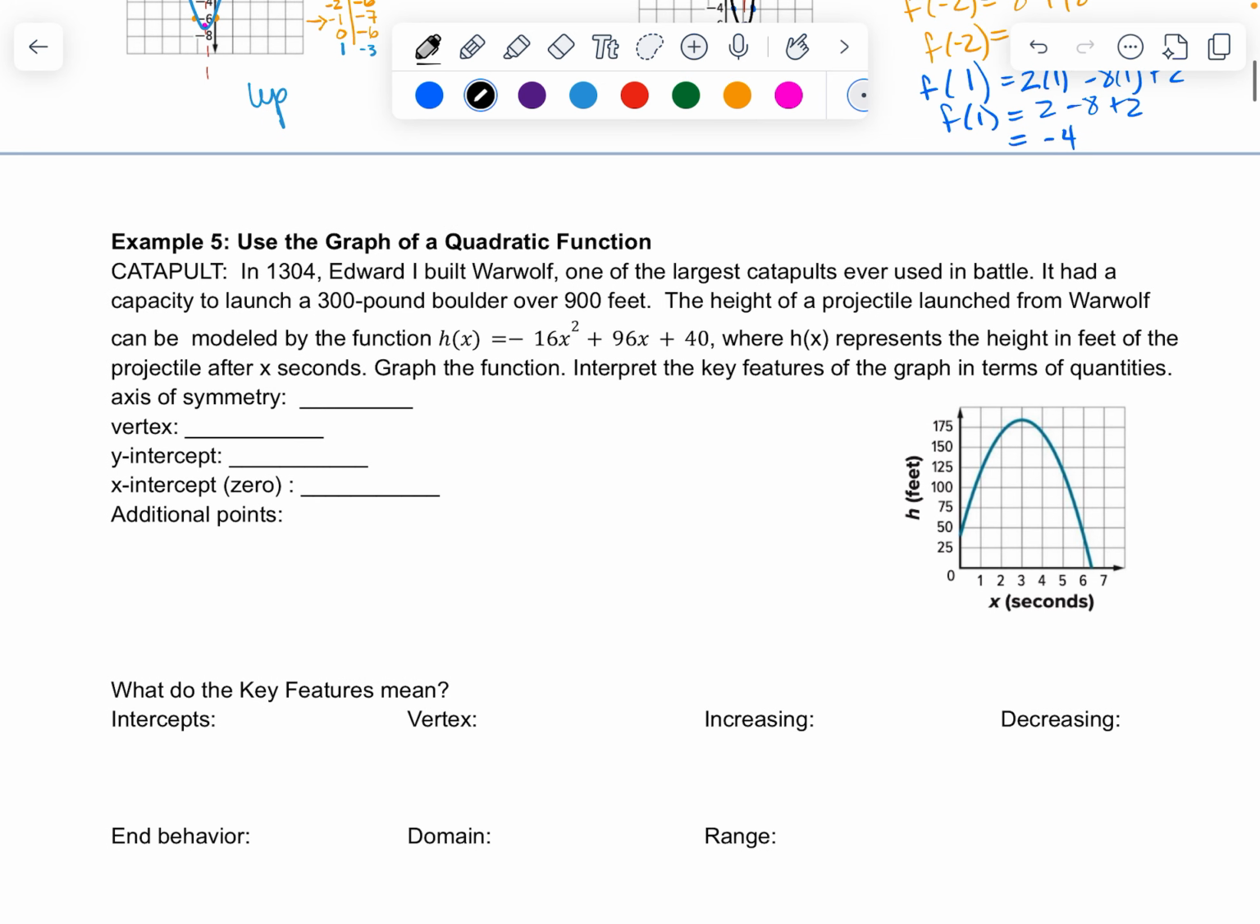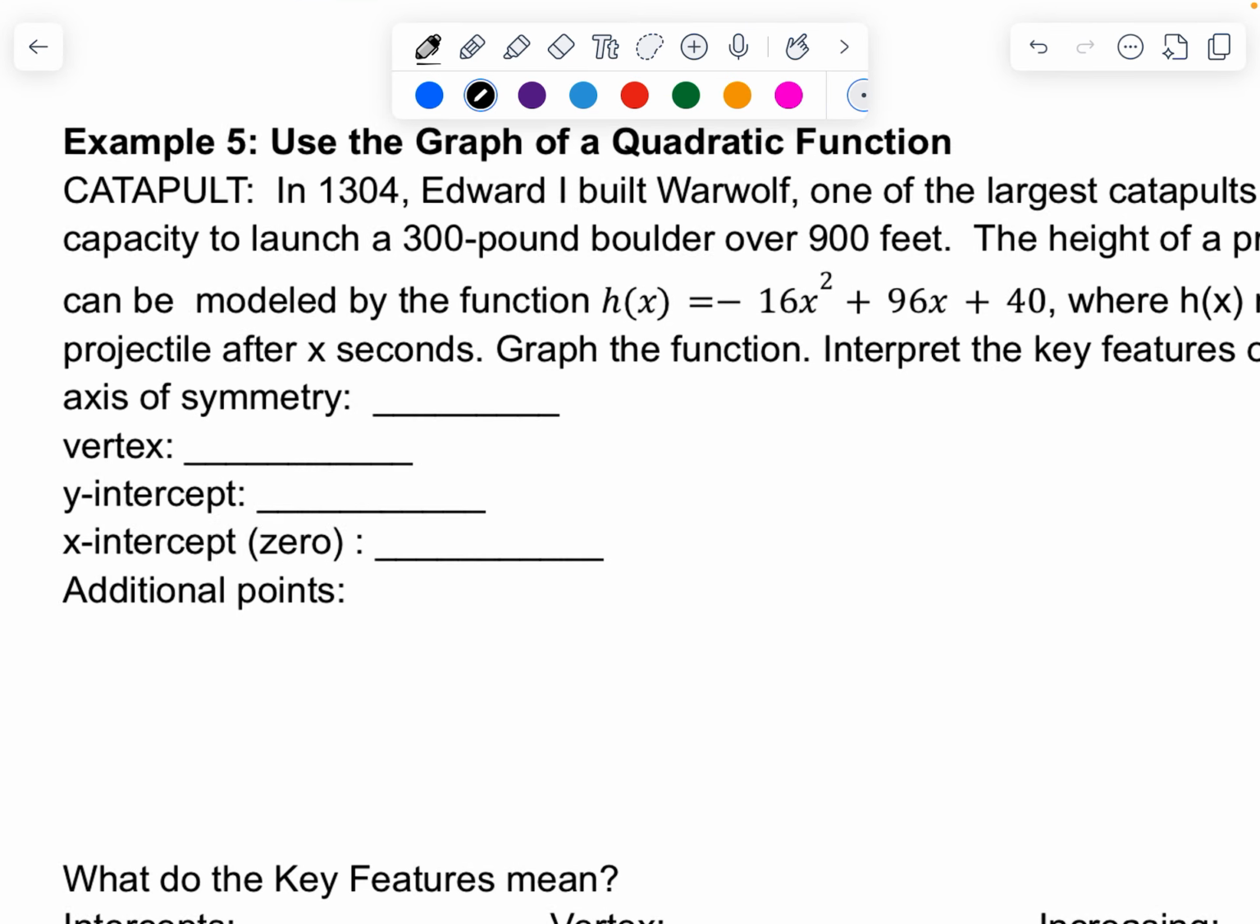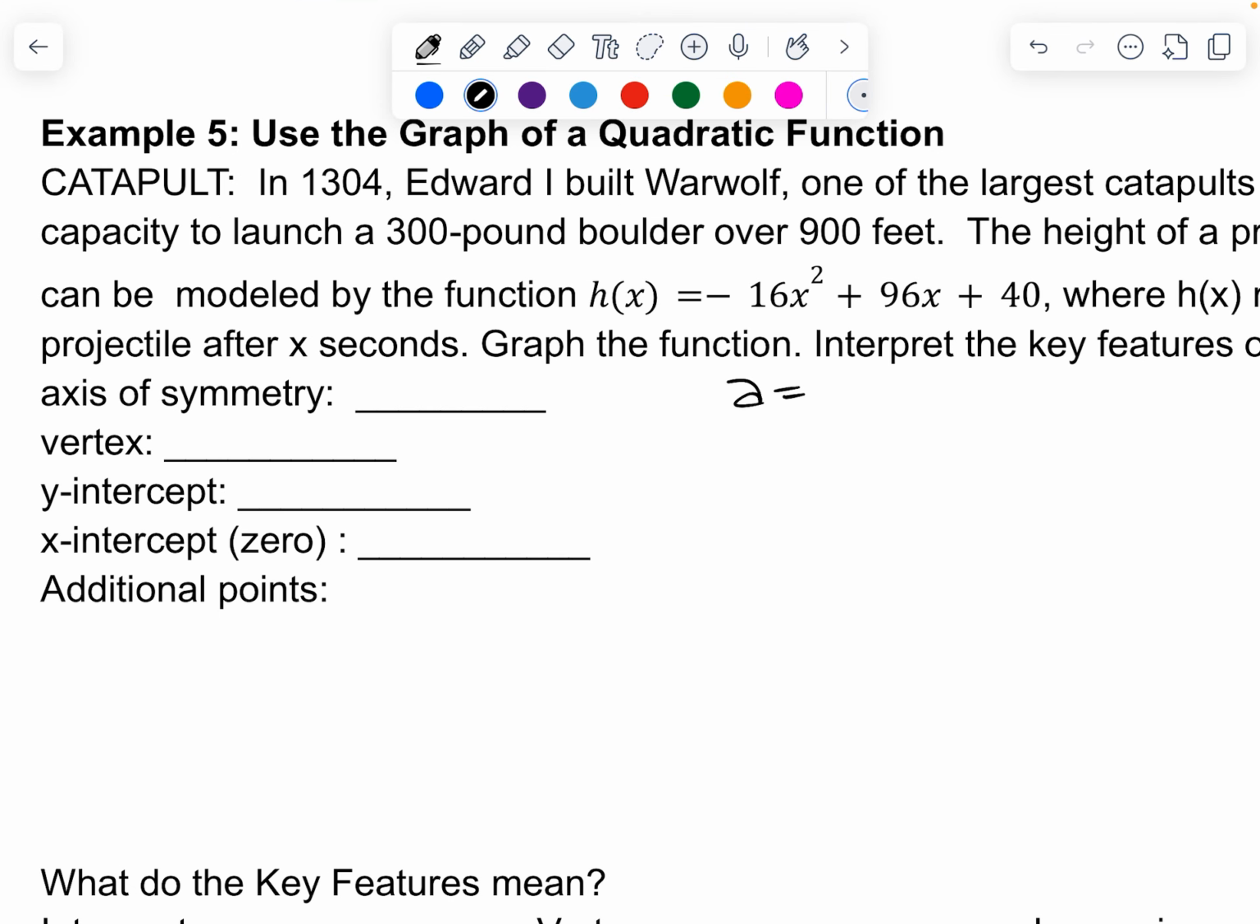Okay, a catapult. In 1304, Edward I built Warwolf, one of the largest catapults ever used in battle. It had a capacity to launch a 300-pound boulder over 900 feet. The height of the projectile launched for the Warwolf can be modeled by that equation, where h of x represents the height in feet of the projectile after x seconds. So we need the information. My A value is -16, my B value is 96, and my C value is 40.